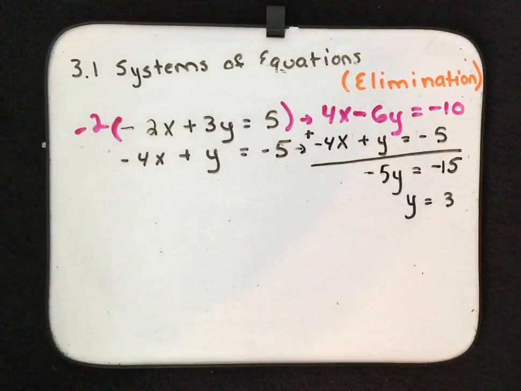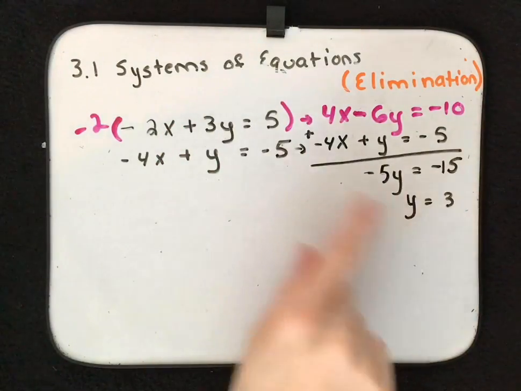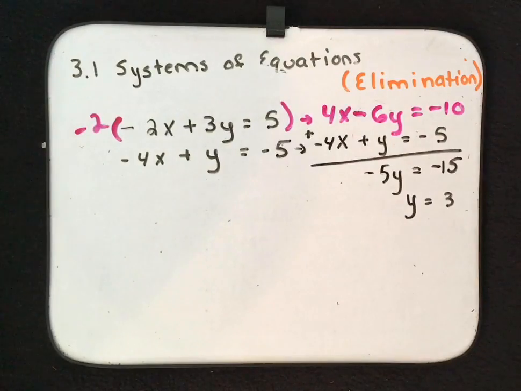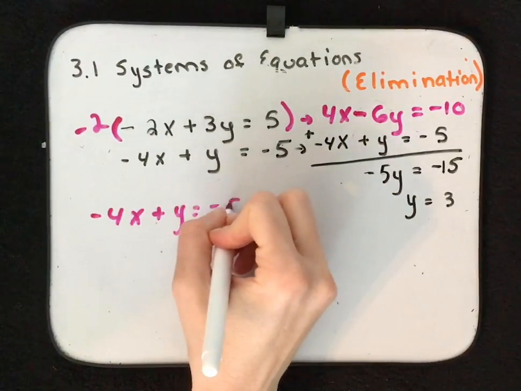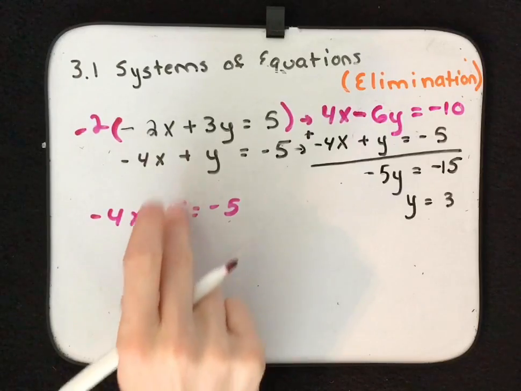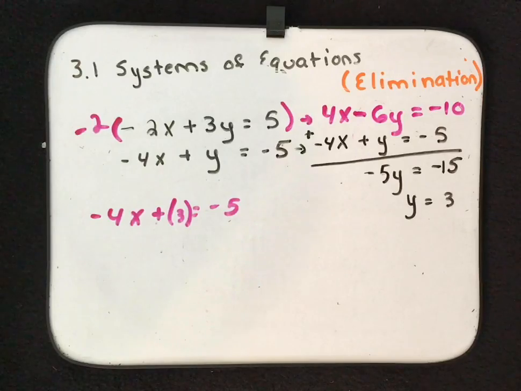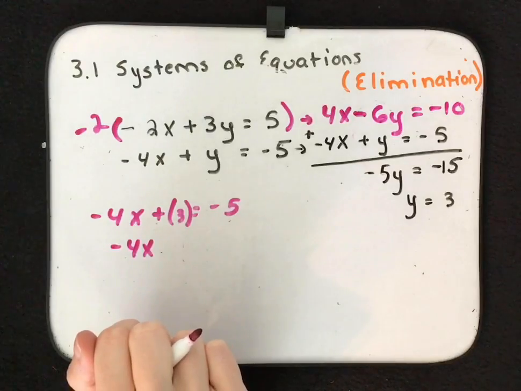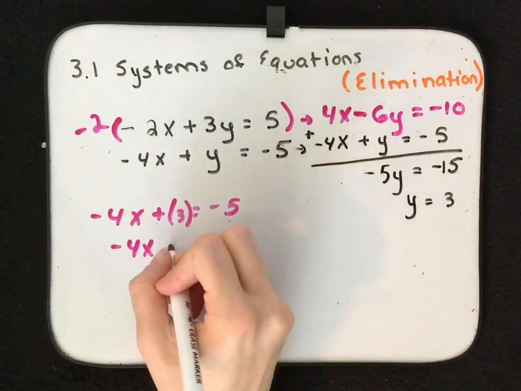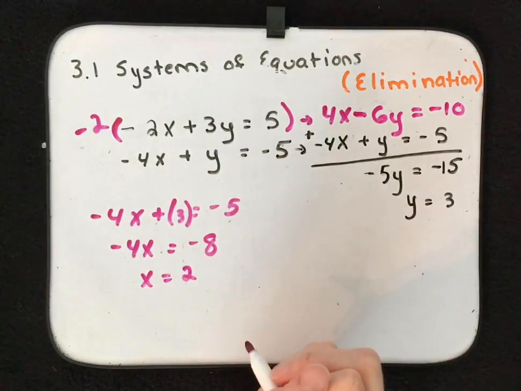I always like to go back to the original equation. It doesn't matter if we use this one or this one. I need to find x. Neither one of them looks particularly easy to use, so how about we just use this one, negative 4x plus y equals negative 5. We think that the y value is 3, so let's replace that y with a parenthesis, and we'll put in a 3. That gives us negative 4x. Subtract our 3 from both sides. Negative 5 minus 3 is negative 8. Divide both sides by negative 4, and we get x equals 2.